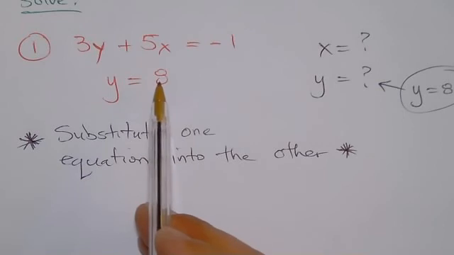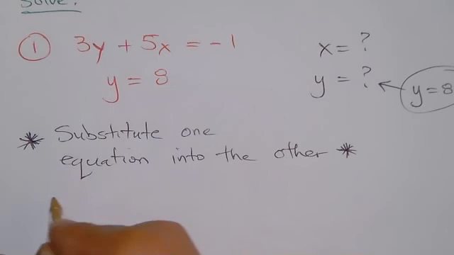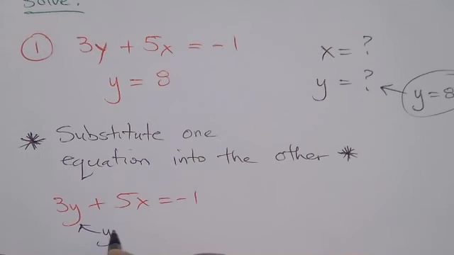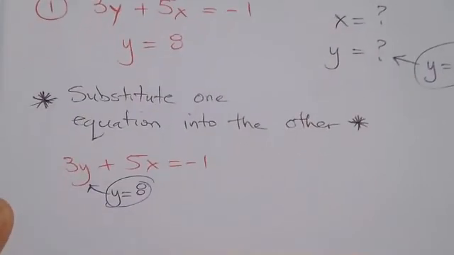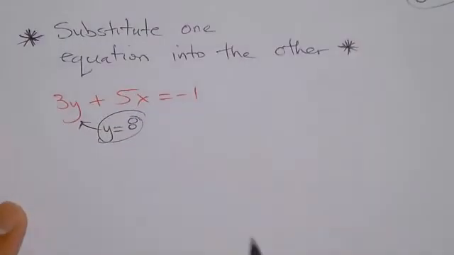Does everybody agree here? We're going to put this 8 where it says y is equal to 8 right there. Yeah? Let me write that in. 3y plus 5x equals -1. We're going to put y equals +8. We're going to substitute right there. Does everybody agree that's what we're going to do? Yeah, this one's a really simple one.